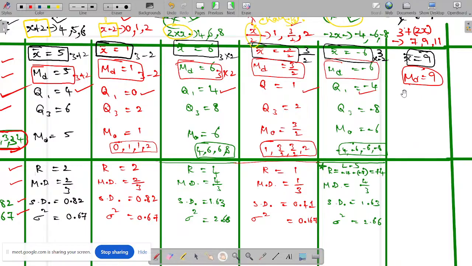Last case. What will you get? Quartile 1. What will you get? 3 plus 2x, right? 2 into quartile. What's the original quartile value? 1. Sorry, 2. 2 into 2, 4. 7. You got 7? Please check whether you're getting the same for the other 3.